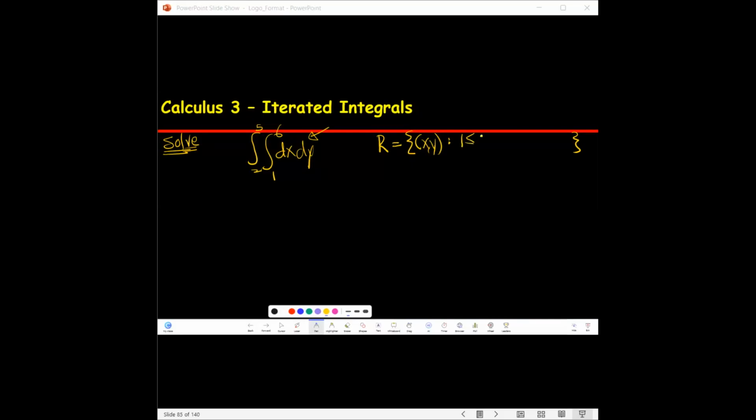So 1, and it goes up to 6. So x is going from 1 to 6. It means it's including 1 and 6. That is what we have, 1 here and 6 here.